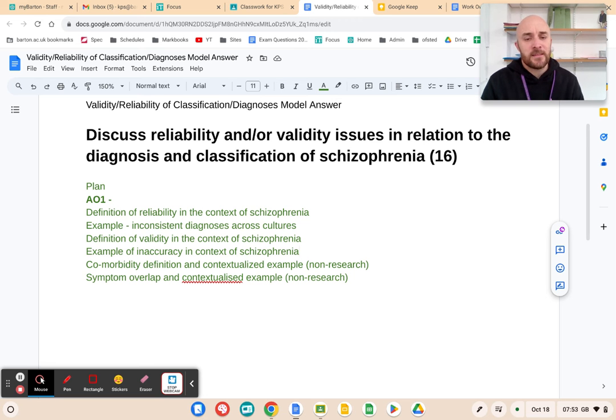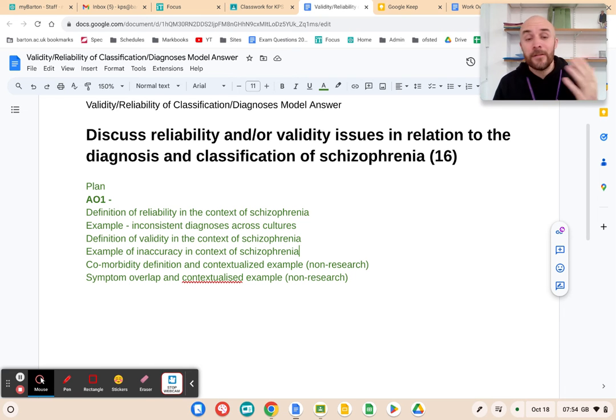Definition of reliability in the context of schizophrenia. So reliability is talking about consistency. You're talking about, is the diagnosis or classification of schizophrenia consistent? We're looking at the DSM, which I don't have on me, annoyingly. Give an example. Remember, one of the best ways to get a tick is to give examples about what you are talking about in your AO1. It doesn't have to be research evidence, like Milgram or Rosenhan. It can be just giving an example, and I've got an example of this in a second.